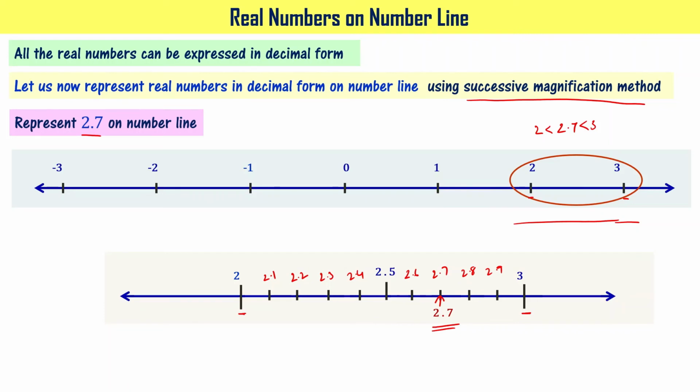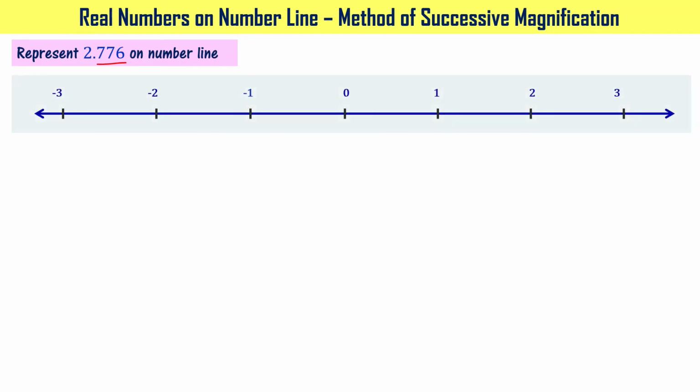Let's take a look at another problem. Let us represent 2.776 on the number line. You see, this is also a terminating decimal, but it has got 3 digits after the decimal point, right? We are going to do this using method of successive magnification. As I said earlier, we are going to start with regular number line, right? That has got numbers like 0, 1, 2, 3, 4, and so on.